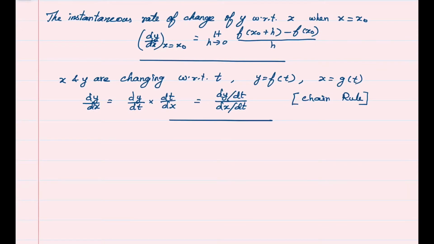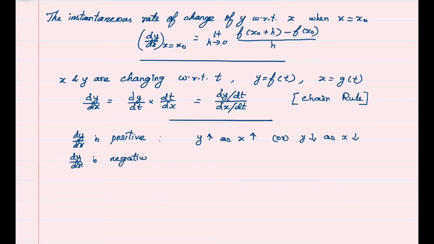dy by dx may be positive or negative. dy by dx will be positive if y increases as x increases or y decreases as x decreases, that is x and y are directly proportional to each other, and dy by dx will be negative if y increases as x decreases or y decreases as x increases. That is, x and y are inversely proportional to each other.